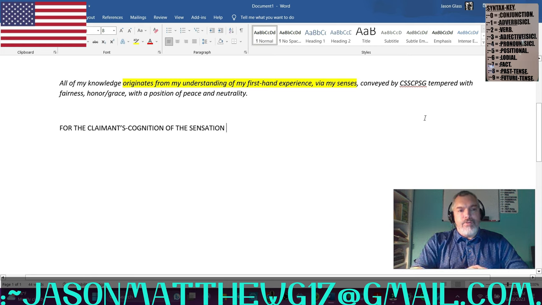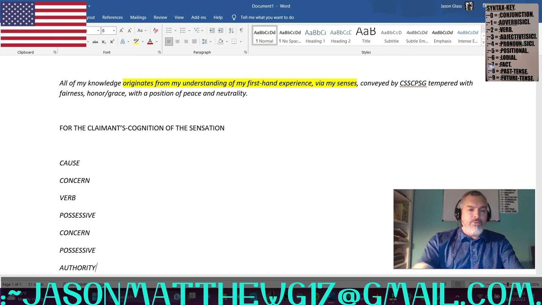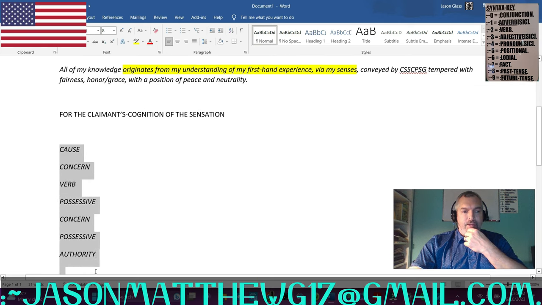So now, since we've done for the claimant's cognition of the sensation, as you may or may not know, the order of operations is this: cause, concern, verb, possessive, concern, possessive, authority. That's basically the order of operations there. Cause would be like for the facts, of the facts, are, with the facts, of the facts, with the facts, by the facts.